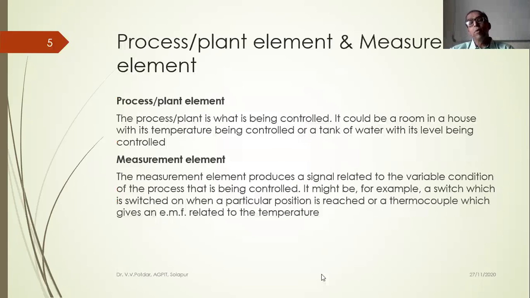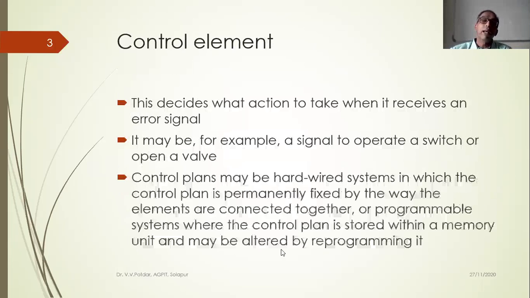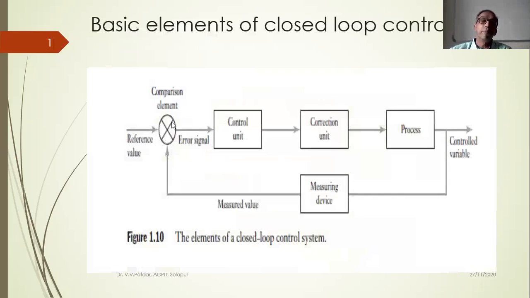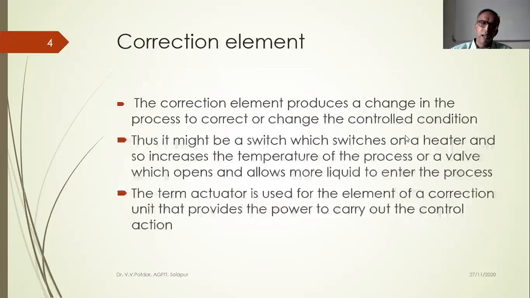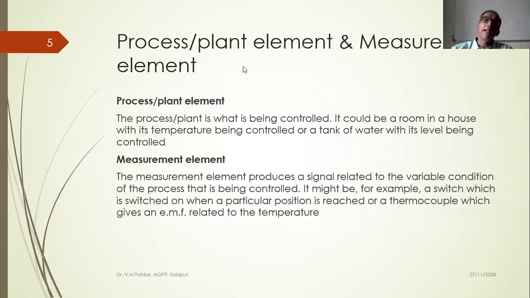And then we have the process to be controlled or the system to be controlled. Just coming to the block diagram. So we have seen comparison element, control elements, correction element, then the process or the system proper, whose parameters are to be controlled. So I have process, I also call it as plant element, and we'll be studying the feedback element and measurement element also in this slide. So I have a process or plant element. The process or plant is what is being controlled.